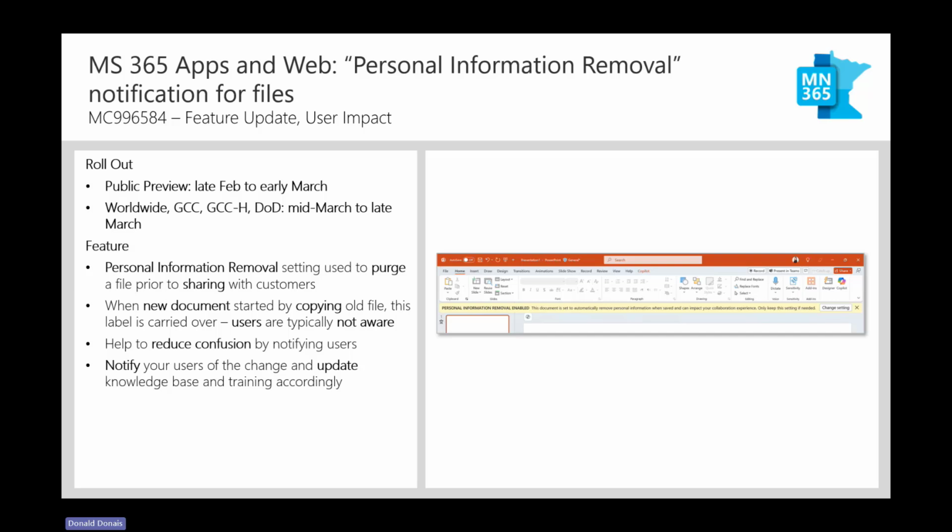Well, the problem is that it never notified people, right? They never knew that was happening. So this is an update in that process where there's going to be a banner in there saying, hey, just so you know, when you share this out with people, it's going to remove the proprietary information from this. So it's an update happening fairly soon in mid-March to late March, with some public preview happening in late February to early March.